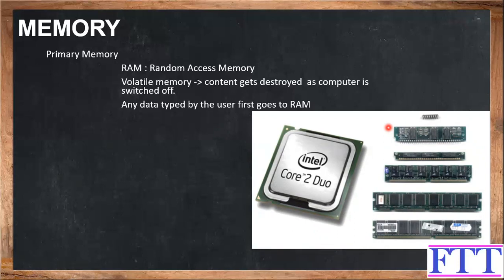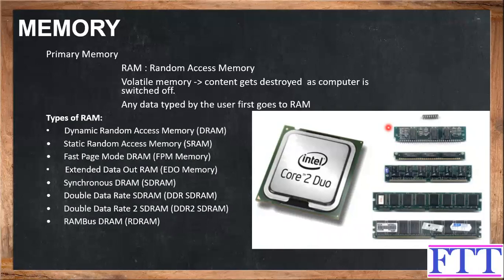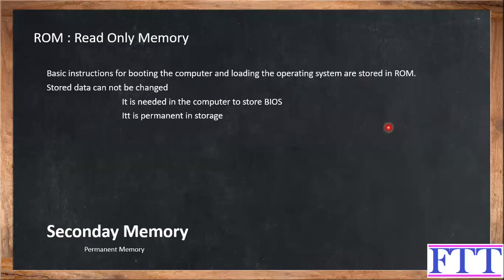If you put 2 RAMs where there was 1 RAM, the computer speed will increase, the processing speed will increase. So many types of RAMs are there, either dynamic RAM, DRAM, or it may be SRAM, static RAM, or it may be FPM, EDO, SDRAM, so many different varieties of RAM are available in the market.